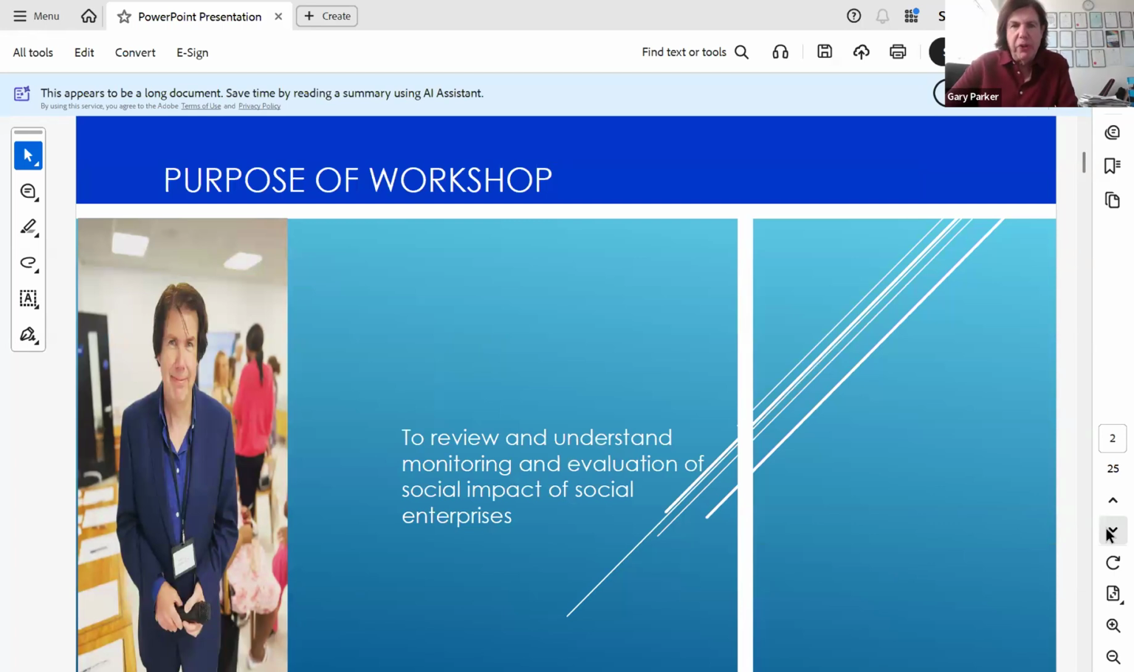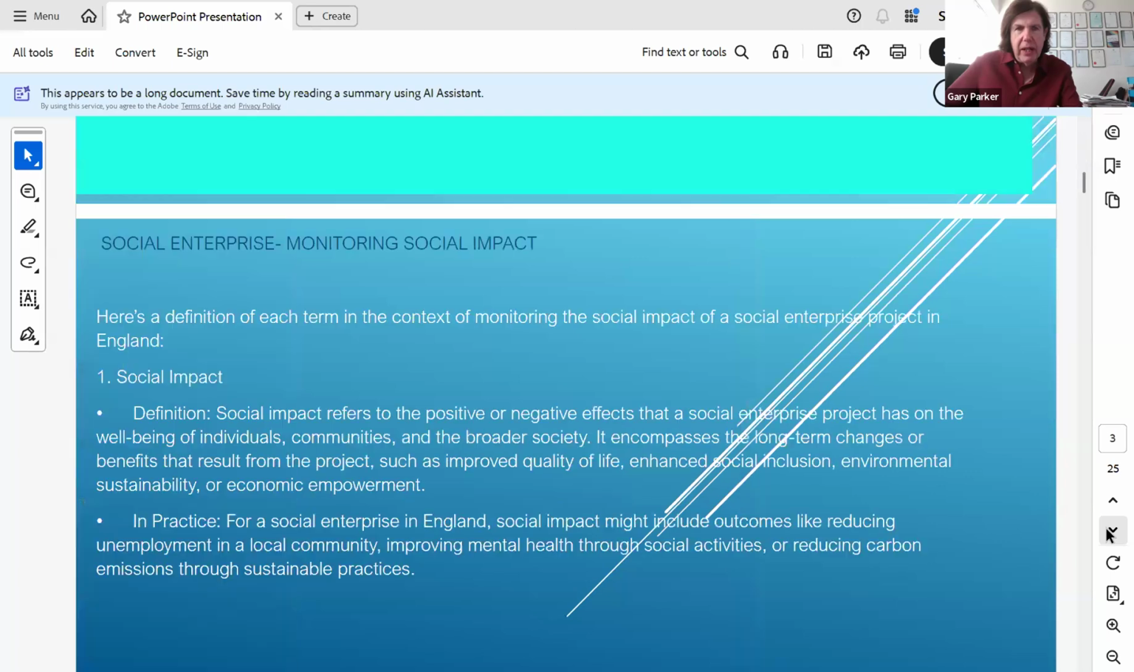So the purpose of the workshop is to review and understand monitoring and evaluation of social impact of social enterprises and other social organizations and businesses. So this is a definition of social impact. There are a number of definitions, but I thought this was the most applicable from our research. And it's in the context of monitoring social impact.